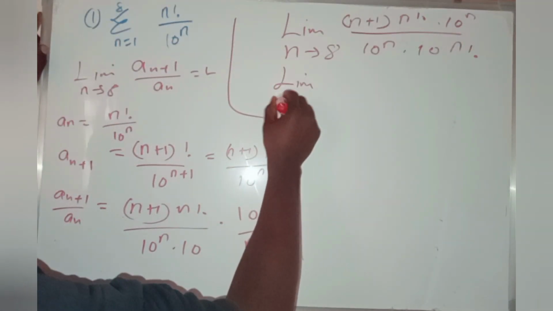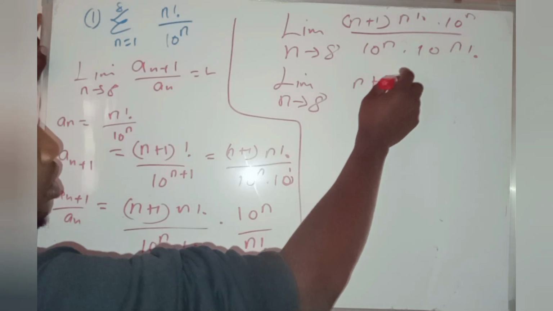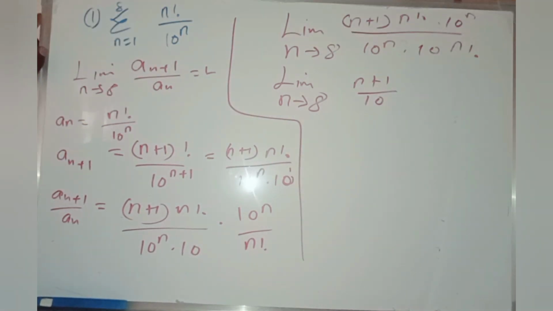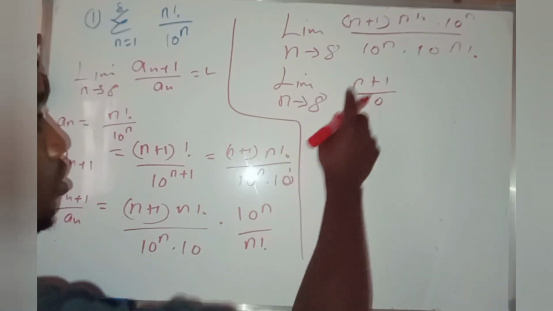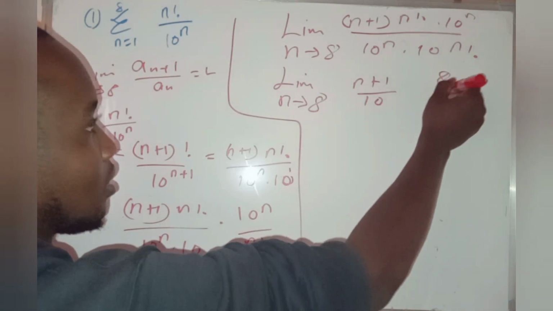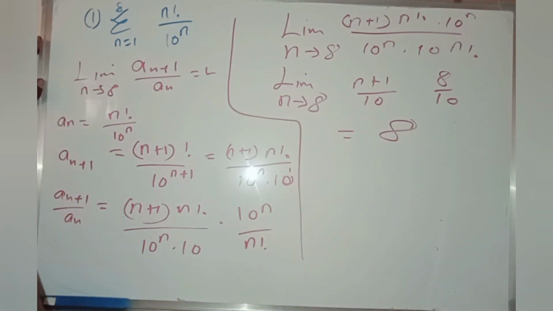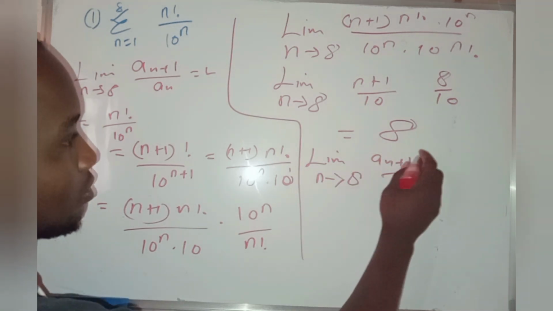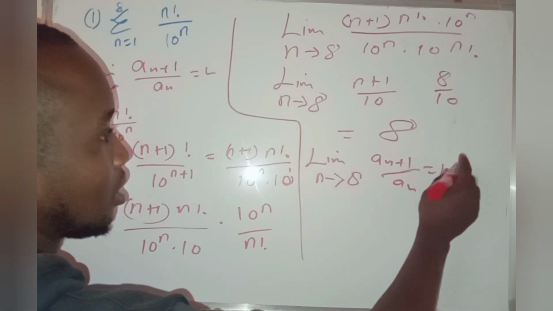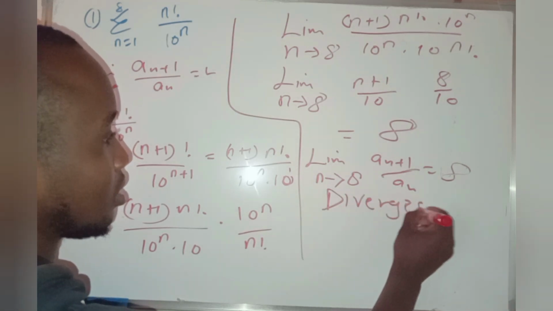Your limit simplifies to the limit as n approaches infinity of n plus 1 divided by 10. So you can substitute directly n to be infinity. So infinity plus 1 is infinity, divided by 10, which is infinity. And remember, we have said that if the limit as n approaches infinity of an plus 1 divided by an is L is infinity, automatically your series diverges. So our series diverges.